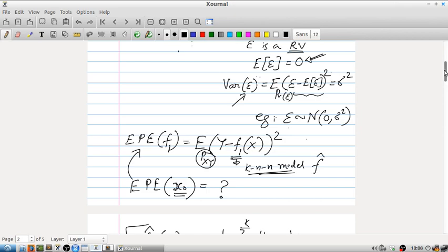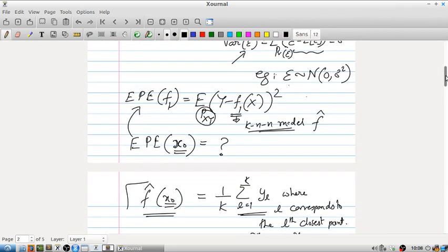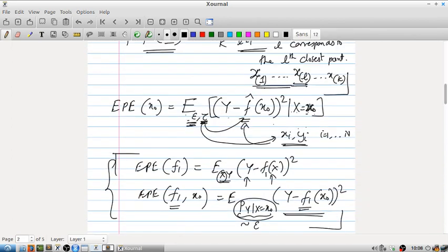So as a rule of thumb, all I'm saying is, in this EP definition, these two expectations are taking care of randomness in the test data, the remaining randomness in the test data. One pair of test data was x, y. Let's say x takes a value x naught. Then the only remaining randomness in the testing point is y, right? And then the second expectation is taking care of the randomness in the training data. That's why there's an epsilon and a tau.